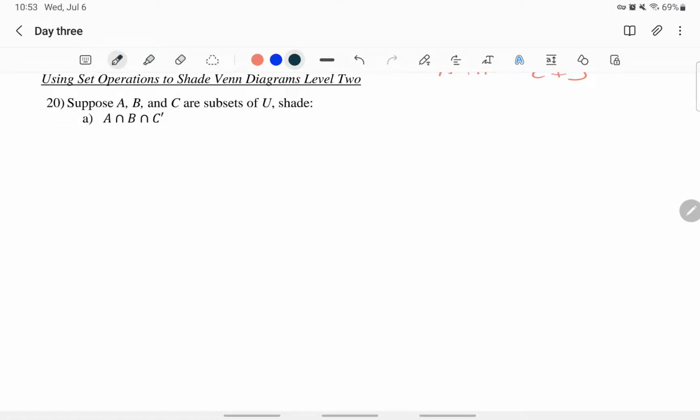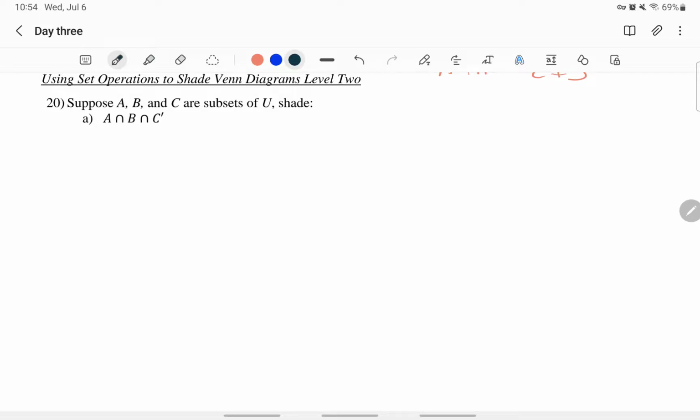Well, class, if you know me so far, which is literally like 3 days, we know that I introduced a level one and then a level two. And using set operations to shade Venn diagrams, level two, we'll just add an additional circle. Number 20, A, then B.